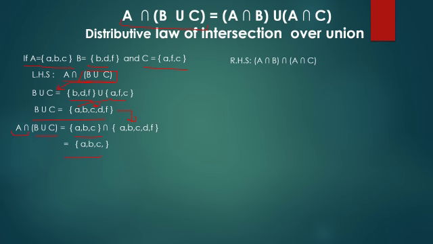Now the right hand side. Two brackets, A intersection B and A intersection C. After that we take its union. Its right hand side is two brackets. First we take A intersection B.